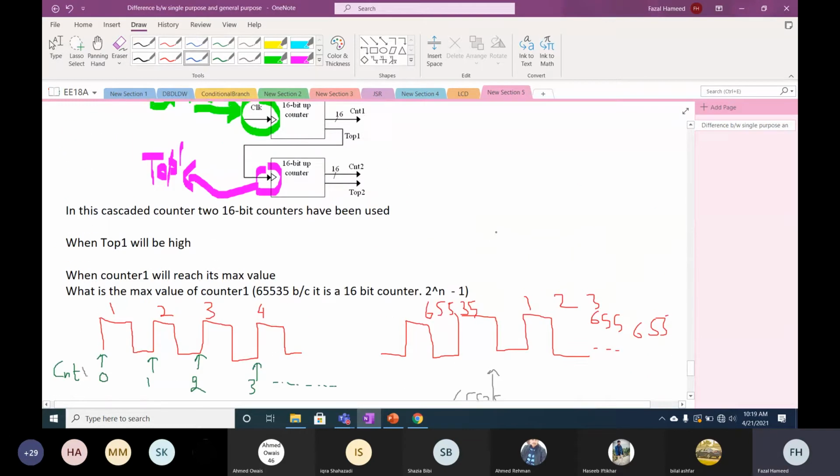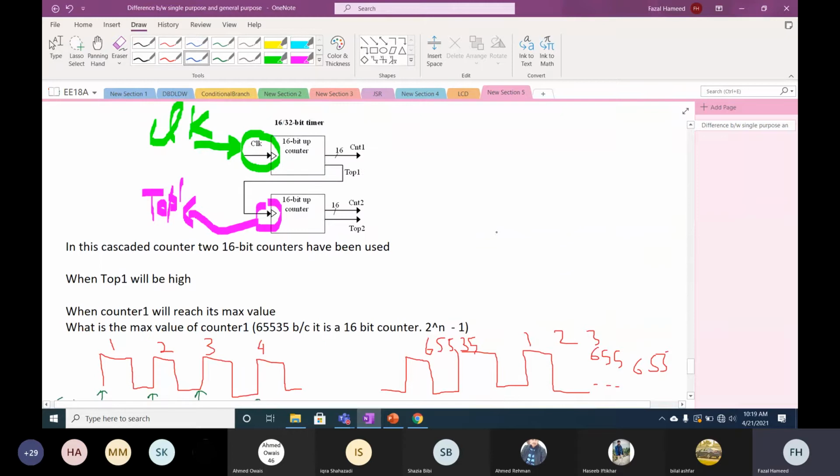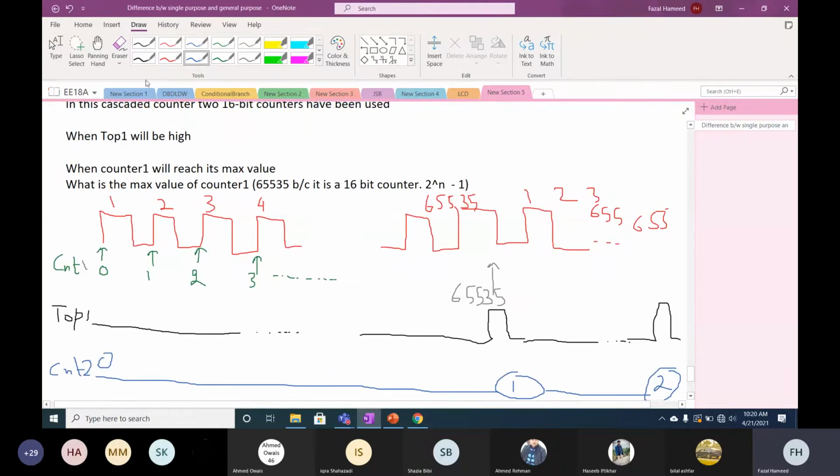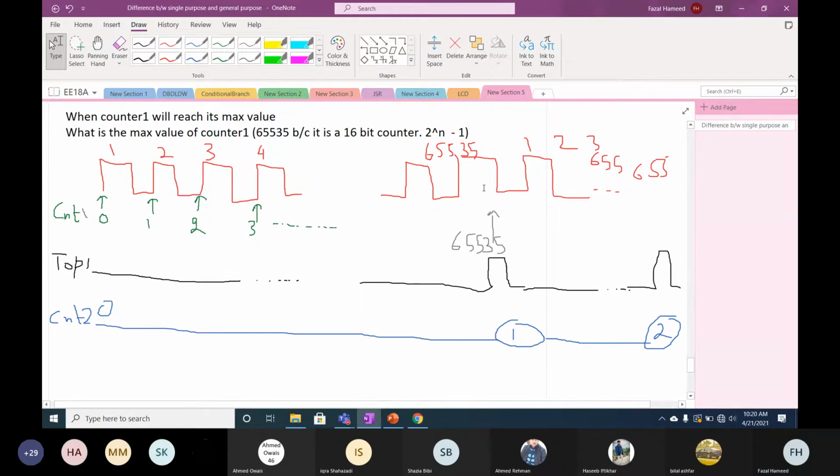So this is a cascaded counter. It means that the output of the first counter will be the input to the second counter. So this implies that counter 1 is counting the clock pulses. So we can say like this: counter 1 is counting.